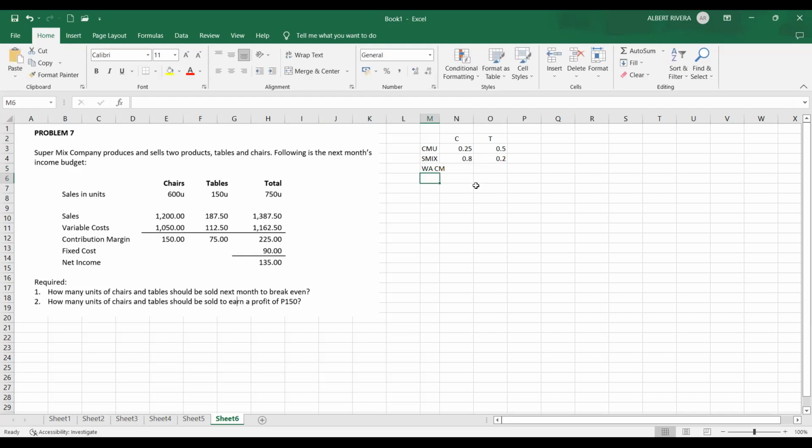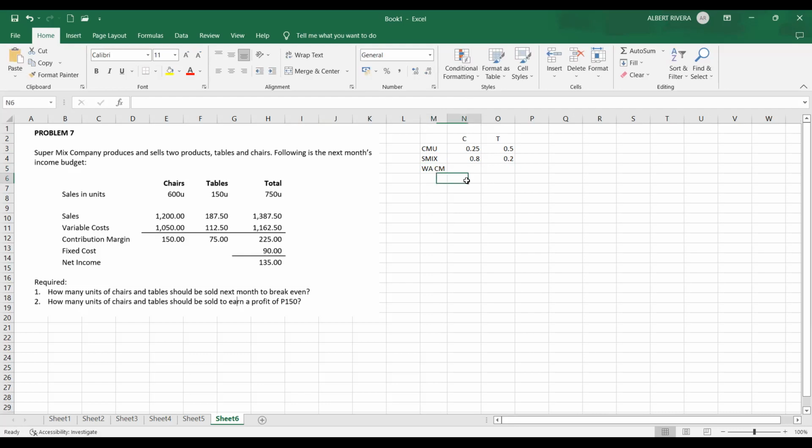So this is now what you call the weighted average contribution margin, by multiplying the corresponding CM per unit times the corresponding sales mix. So if this is 0.25 times 80% sales mix, that is 0.2. And this is 0.5 times 20%, and that is 0.1. So this is a percentage, no? So the weighted average CM now, that is 0.2 plus 0.1. So this is your weighted average CM. And to compute now for the break-even point, you will have to use this fixed cost divided by the weighted average CM. So to compute now for the break-even point in units.